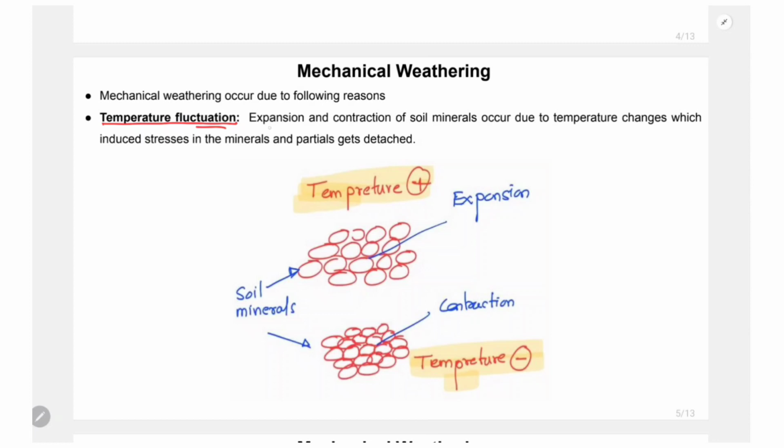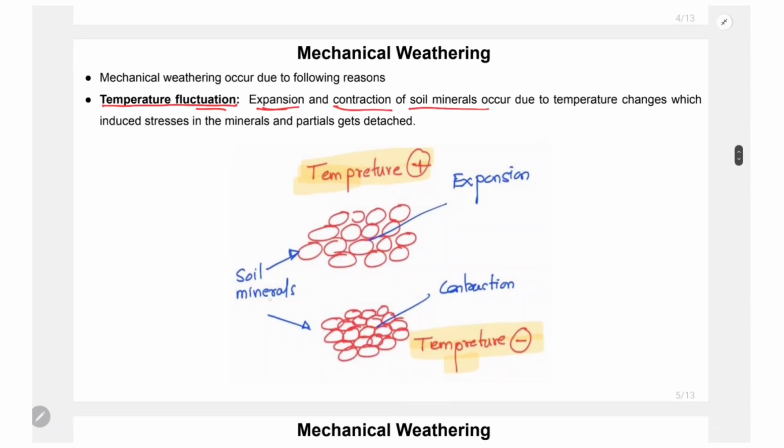In mechanical weathering, the first one is temperature fluctuation. In temperature fluctuation, expansion and contraction happen in the soil minerals. These are the soil minerals. At higher temperature, expansion occurs, and in contrast at lower temperature, contraction happens. With these repetitive cycles of expansion and contraction, some internal stresses generate in the pore structure of the rock.